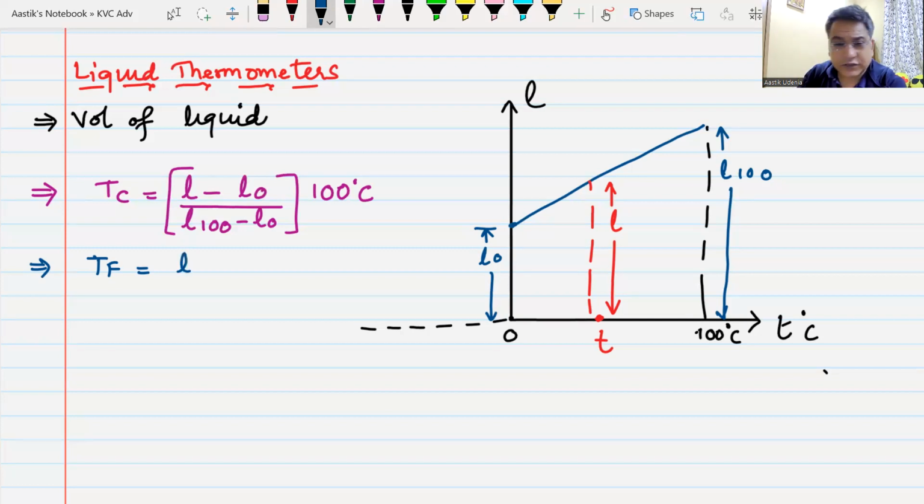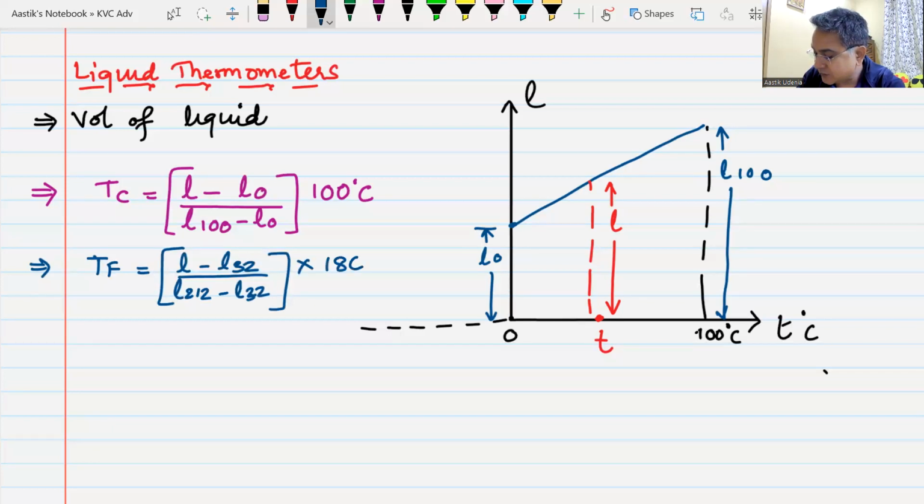Length at whatever temperature, minus length at 32, divided by L212 minus L32. Yes, sir. No, sir. Multiplied by 180 degrees Fahrenheit, because there are 180 divisions between them. Do we understand this?